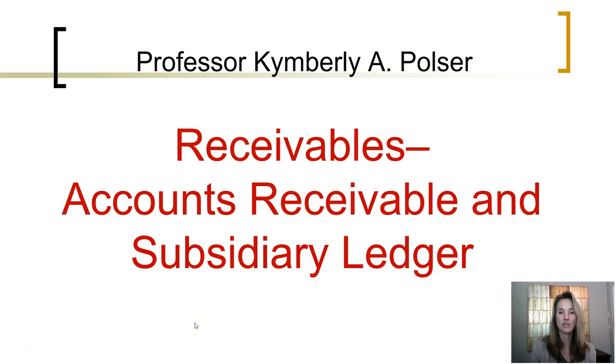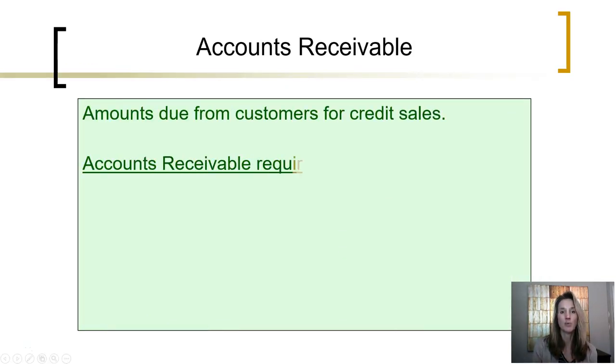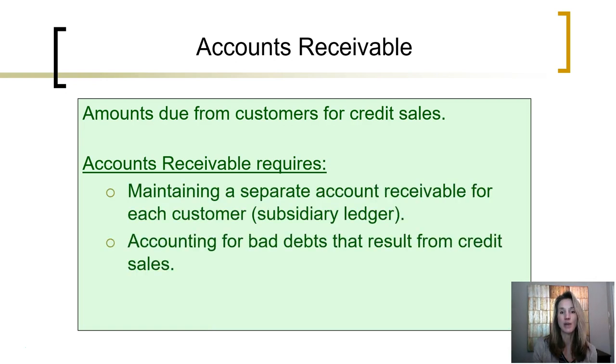This episode is going to discuss accounts receivable and the use of a subsidiary ledger. Recall that accounts receivable represent amounts that are due to the company from customers for sales that were originally made on credit. The accounts receivable requires not only keeping track of total receivables in the general ledger, but we also must maintain a separate account receivable for each customer.